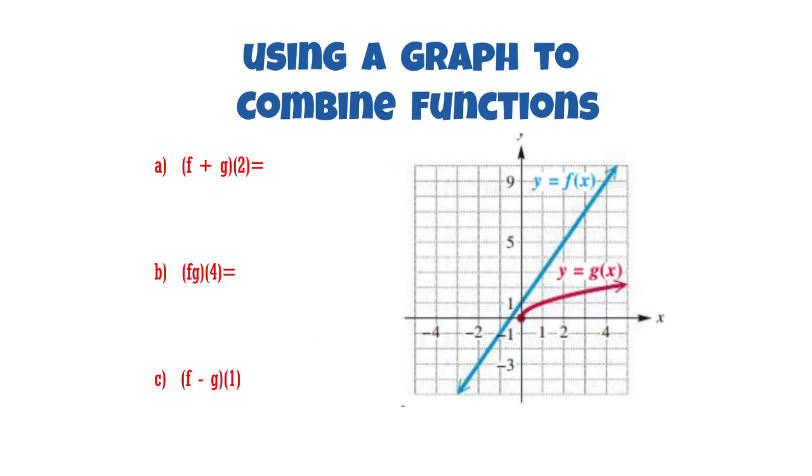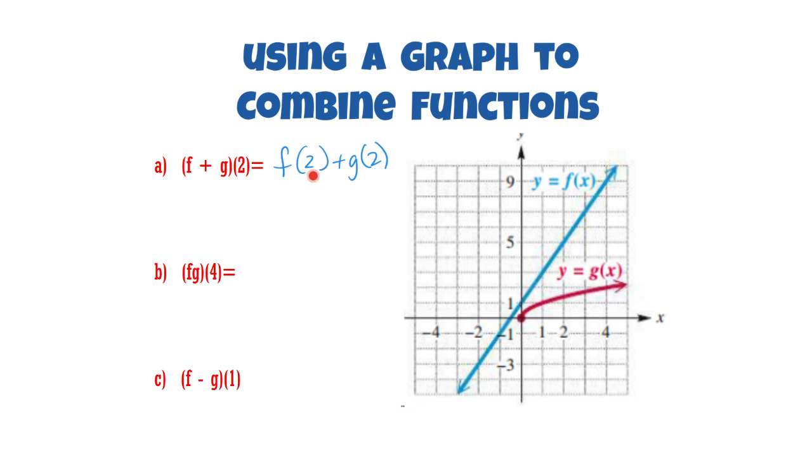All right, so let's try the same thing, but doing it with a graph rather than a table. F plus g of 2. Again, this just means take f of 2 and add g of 2, but you're looking at a graph. 2 remembers the x value. When you look at this, the blue line here is my f of x. The red is my g of x.